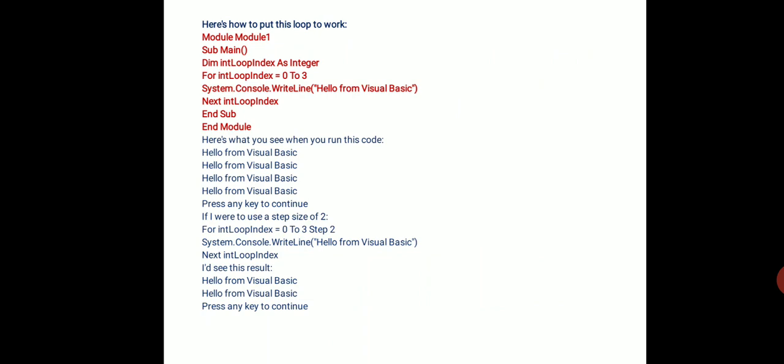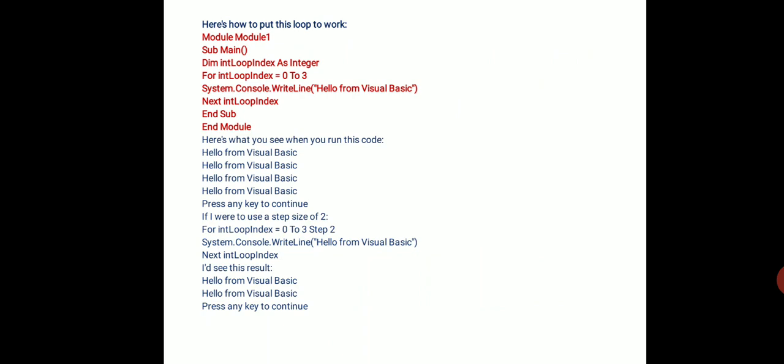So it will print Hello from Visual Basic. Next means the loop index will be incremented. Now the For loop executes for intLoopIndex 0 to 3. intLoopIndex is now 0, so for that 0 it will print Hello from Visual Basic, and it will come to Next intLoopIndex. The loop index will be incremented by 1, and again it will print Hello from Visual Basic, and the loop index will be incremented by 1.